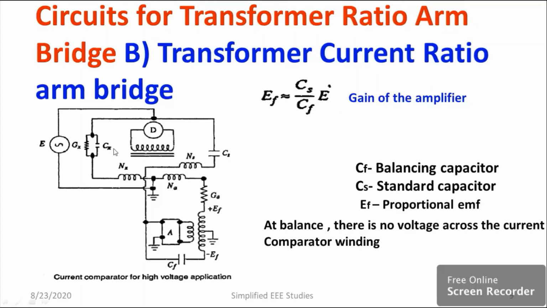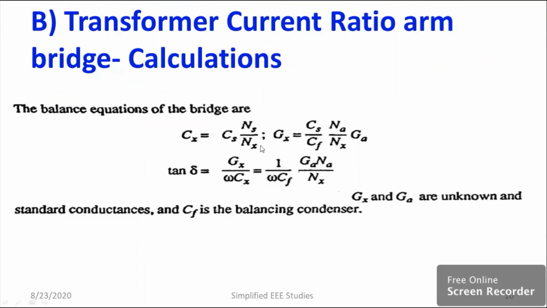Similarly, this is the conventional circuit. Along with that, we are going to add the amplifier circuit. Then only the transformer current ratio arm bridge will be completed. So at balance, the detector shows zero deflection. Then only you can take the reading. Otherwise, it is not possible. So make sure that the detector shows null deflection. Whenever the detector shows null deflection, you can take the ratio as shown below. That means at the balanced condition, you can take the ratio.